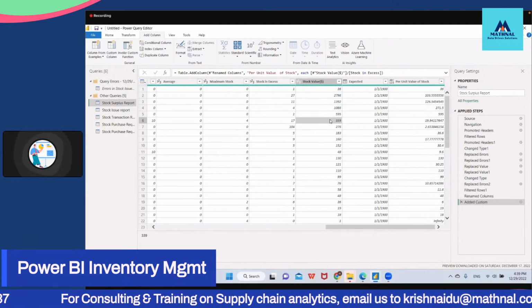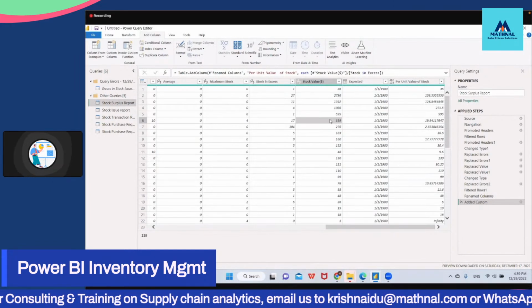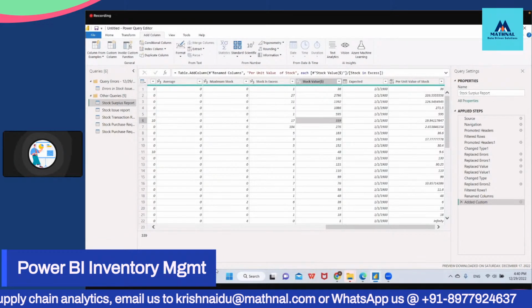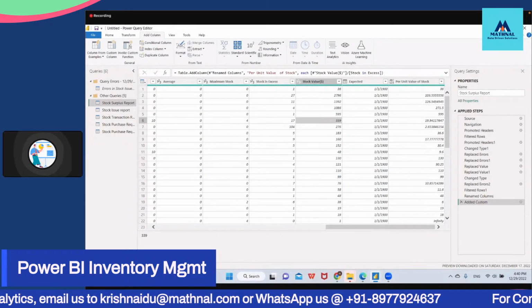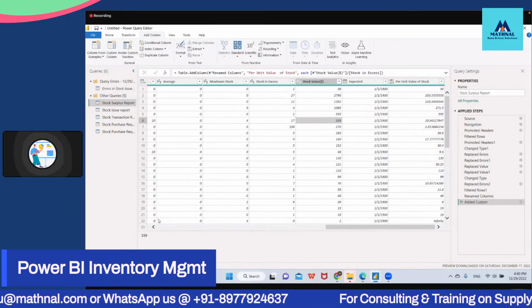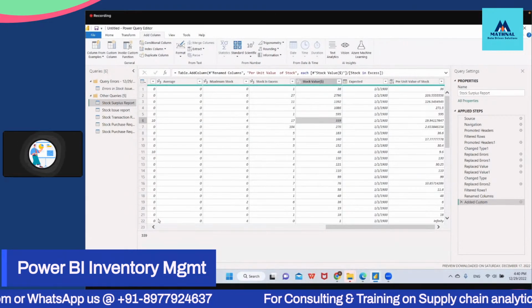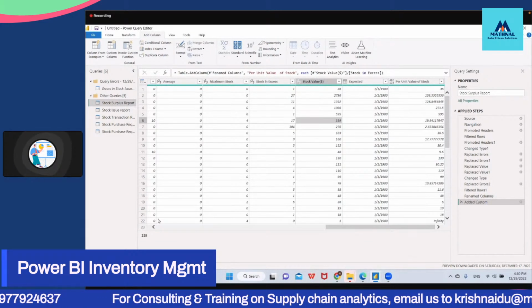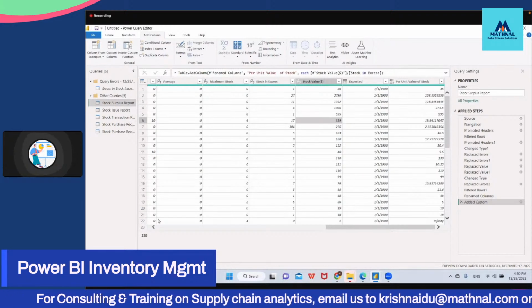Now we have to create a dashboard. First, we have to create our metrics. As we discussed earlier, when you build a dashboard, you have to start with what? Metrics. Then we work on the slicer, then the table, then the matrix, and then the visuals.